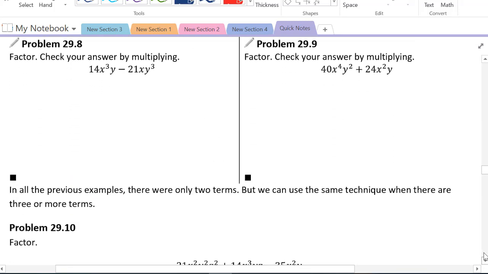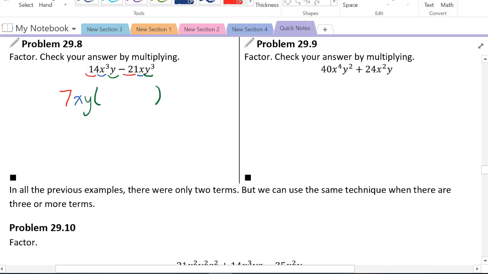All right, let's look at 29.8. So again, we're going to look at 14 and 21. What number goes into both? 7. Then we're going to look at x cubed and the x, smallest power. That's going to be x to the 1. Then I'm going to look at y to the 1 and y cubed. Which one's the smaller powered? y to the 1. So that's why I'm going to pull out a 7xy.